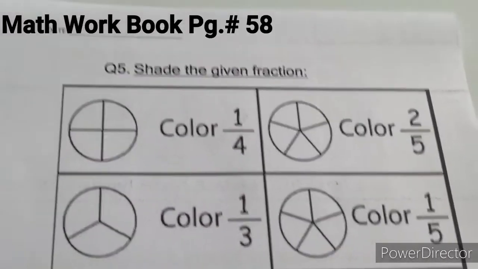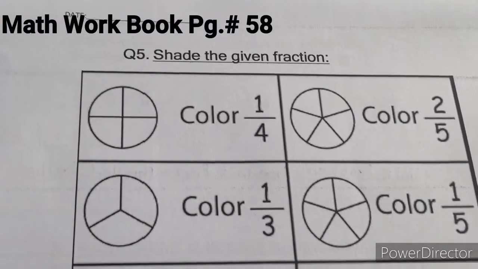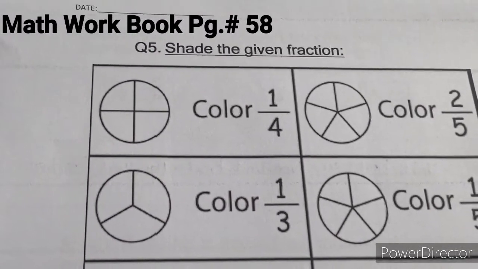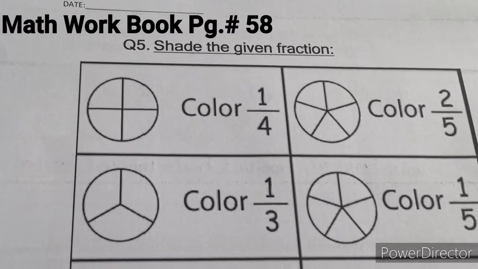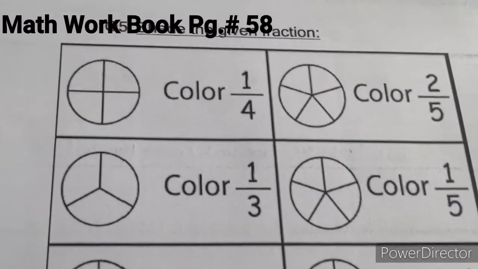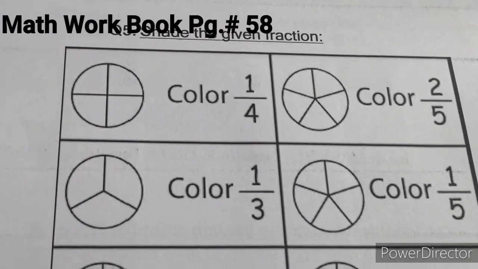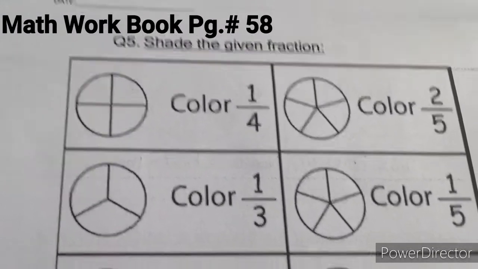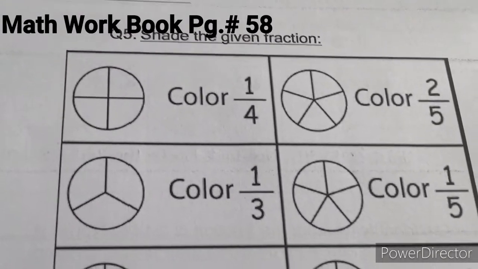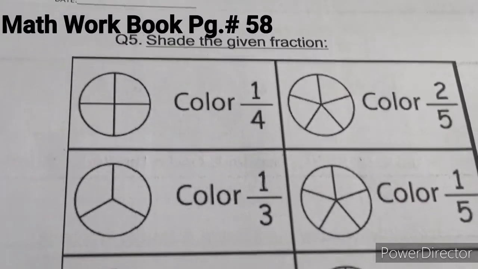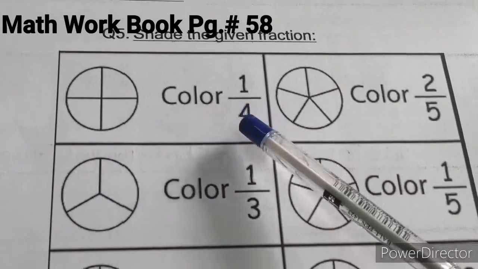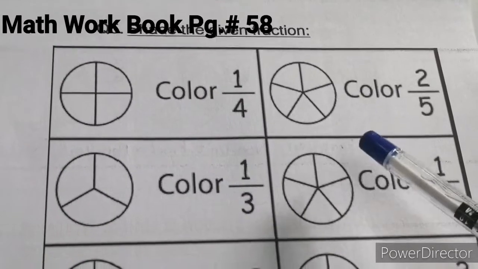We have question number 5. Shade the given fraction. What do you mean by shade the given fraction? In the previous question, they had shaded one portion or two portions and they had asked us to write the fraction. But here, they have given us the fraction. The fraction is 1 by 4.